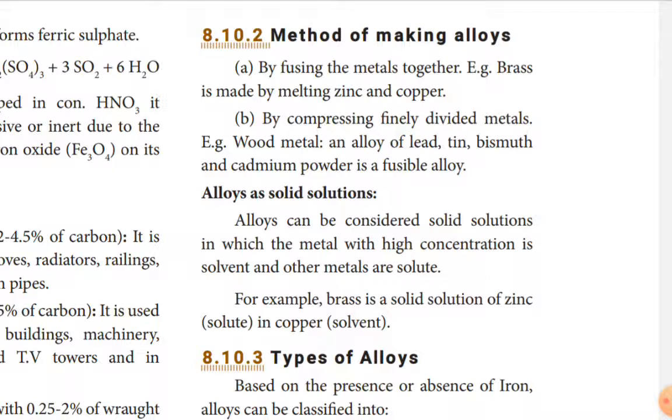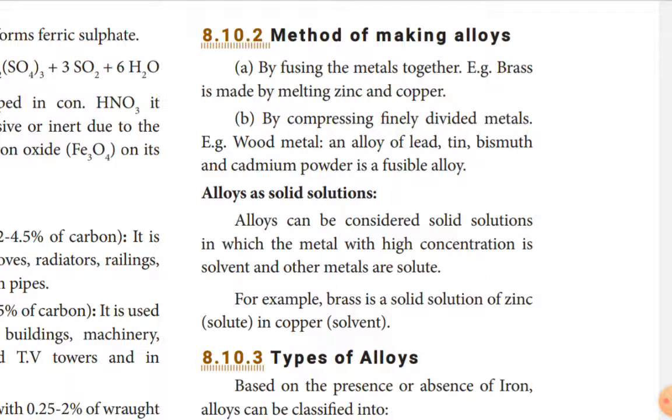The metals involved in the alloying are fused into a molten state, in the form of liquid, and these liquids are mixed thoroughly to get a new type of alloy, a new product. For example, brass is made by melting zinc and copper. Zinc is melted into the molten state. Copper is also melted into the molten state. These two are mixed thoroughly to get a new product that is called brass.